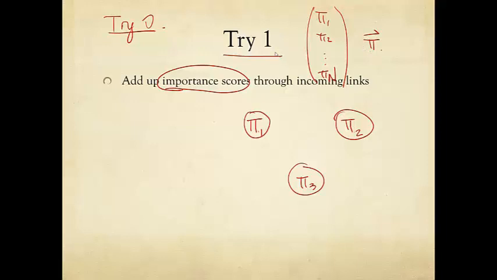So try 1 says that, look, you have these pi's. Maybe you can just add up the pi's that point to you. For example, if node 1 and node 2 both point to node 3, then I can say node 3's importance is the sum of pi 1 and pi 2. Simple enough. This is slightly better than just counting degrees because I now allow each node to have a different importance score.